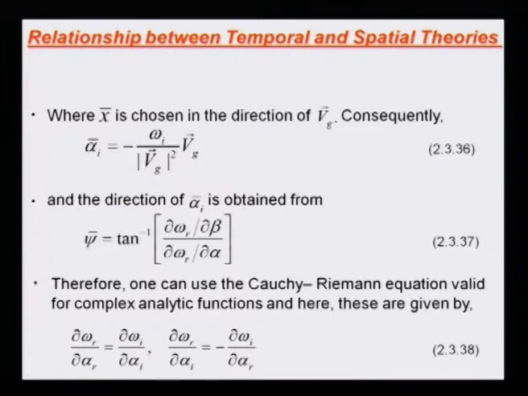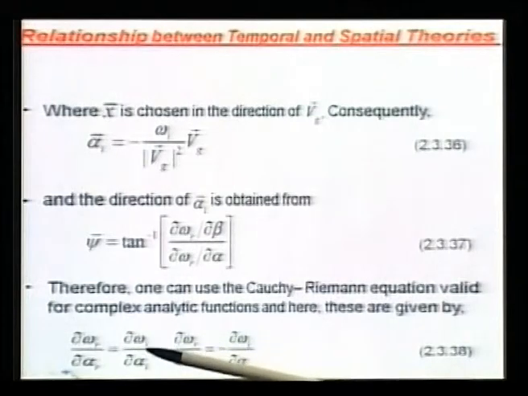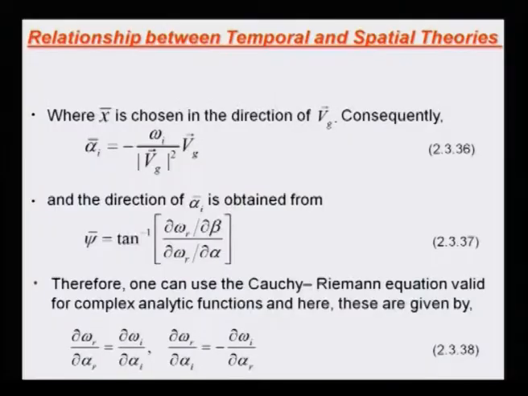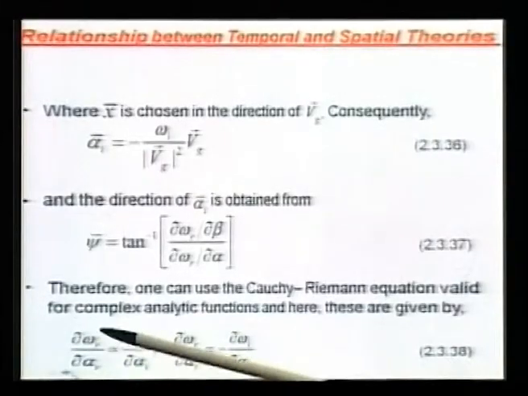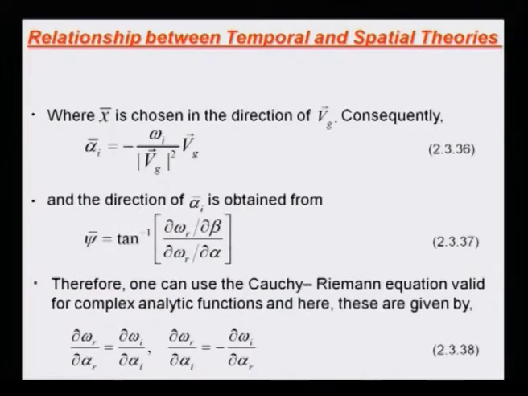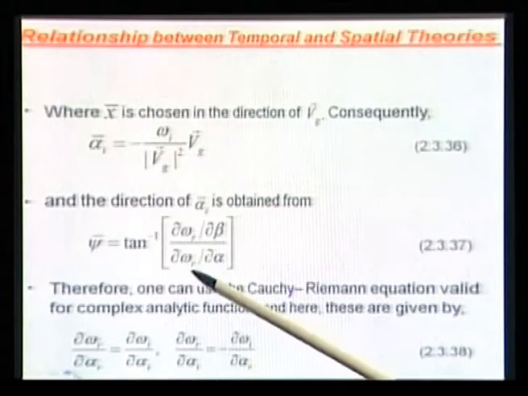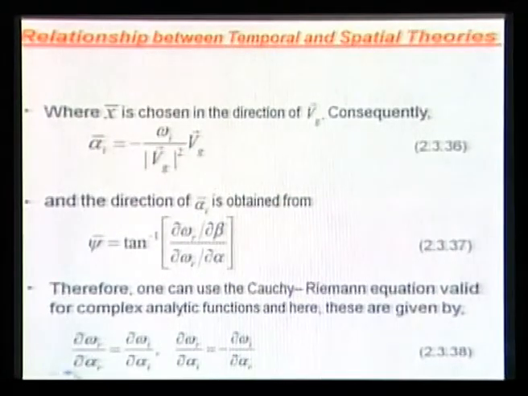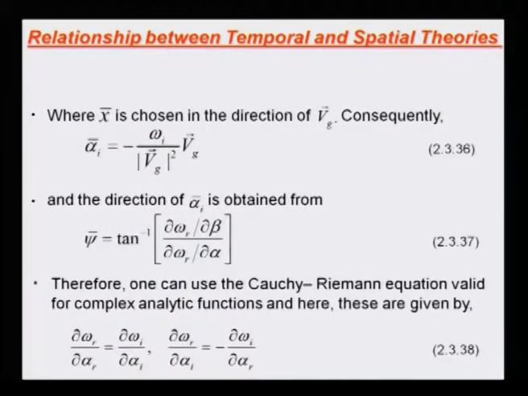Now, look at the first of the two Cauchy-Riemann relations. What is this quantity? The left hand side quantity that we have, del omega r by del alpha r. This is nothing but the x component of the group velocity. That is how we have defined, right. That is what you are seeing here also in the denominator. That is the Vgx, the group velocity component.